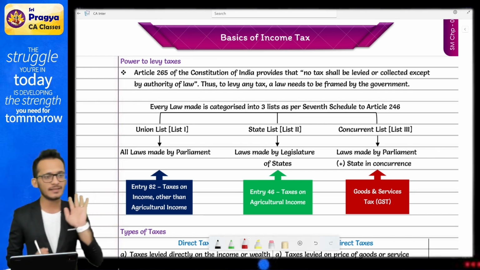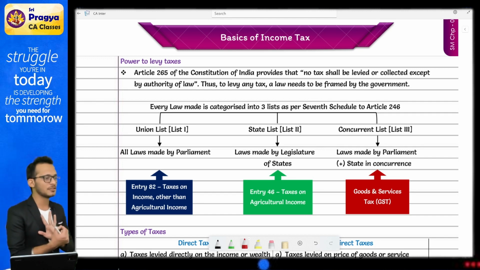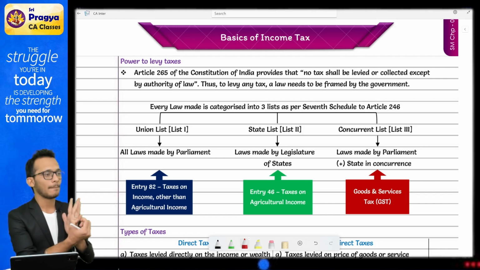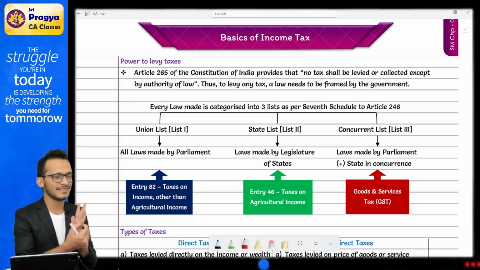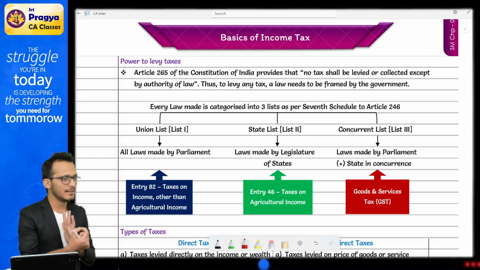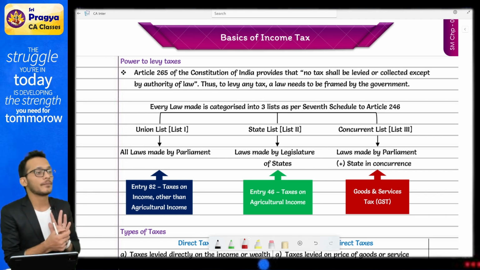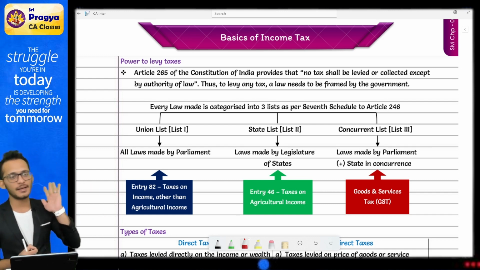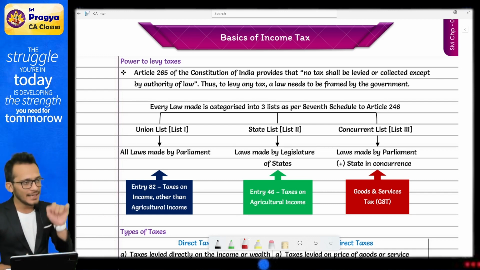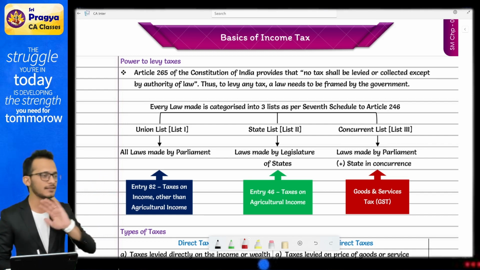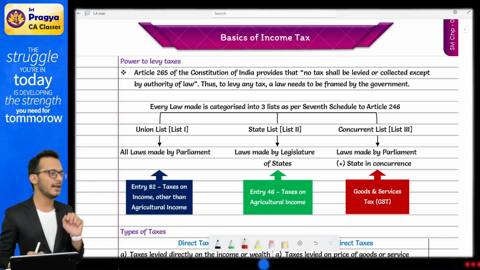The straightforward thing: is income tax a central tax or a state tax? Income tax is a central tax. GST is a concurrent tax. The one tax which is a state tax is agriculture income. Income tax says that if you have any agriculture income earned from India, it is exempt from income tax. It is taxable by the state, not by me. Yes or no?